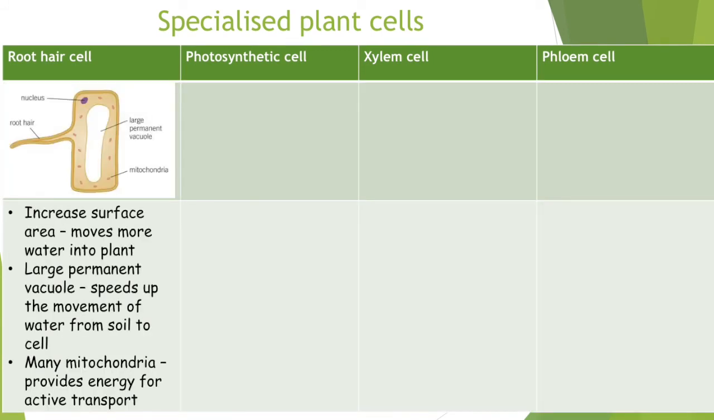Firstly, root hair cells have a high surface area. This increases the movement of water into the cells. They also have a large permanent vacuole, and this speeds up movement of water by osmosis from the soil into the root hair cell. We'll look at osmosis a little later. And finally, they have many mitochondria that transfer the energy needed for active transport of minerals into the root hair cells. Again, in part 2 we'll look at active transport.